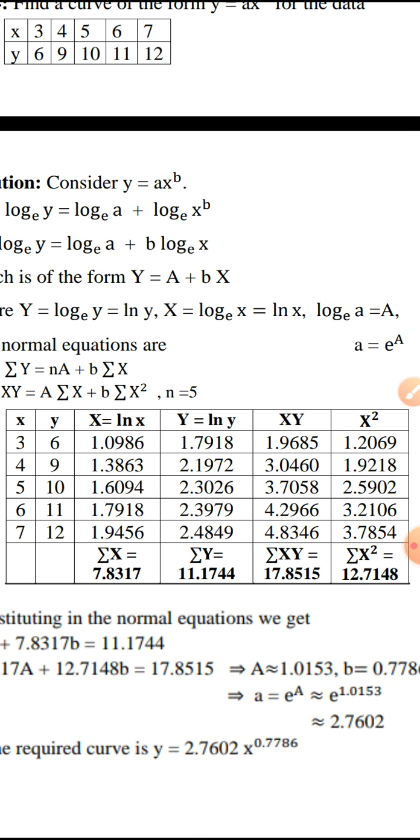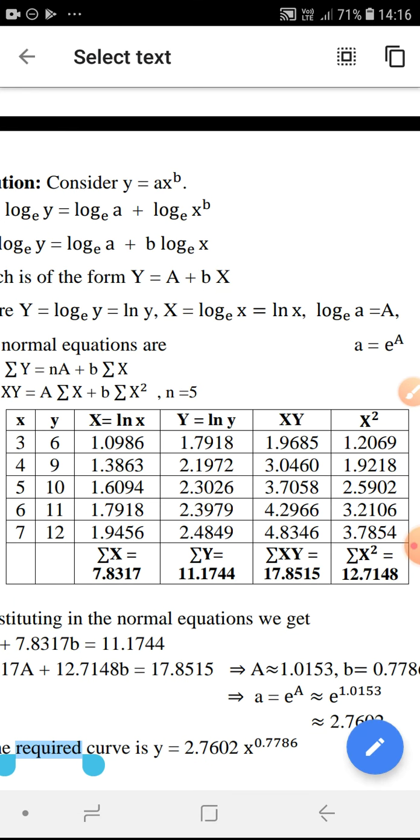So get the table. First two columns are x and y values. Then you can calculate capital letter X, that is ln x value, capital letter Y, which is ln y value, capital letter XY, capital letter X square. Once all the entries are filled, then you can get all the 4 sums. Substitute that 4 sums in this normal equation.